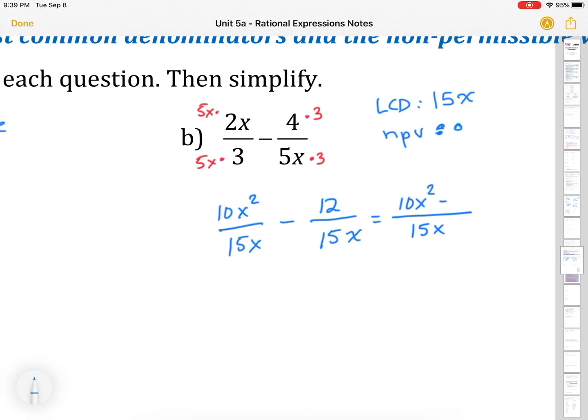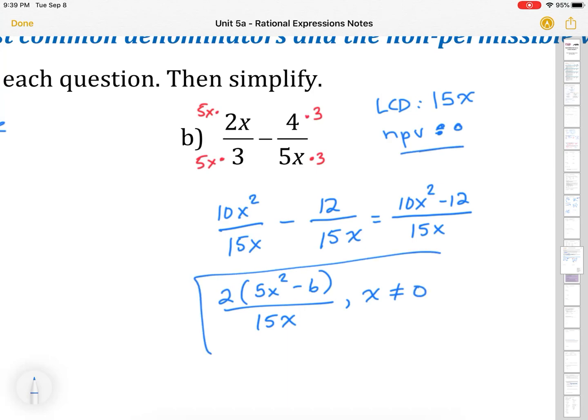I have 10x squared minus 12. Now that top, I can simplify it further because I can factor out a 2 from both of those. So it'll be 2(5x squared minus 6) over 15x, and x is not equal to 0. That's my NPV. Okay?